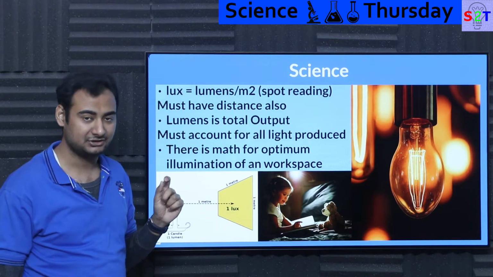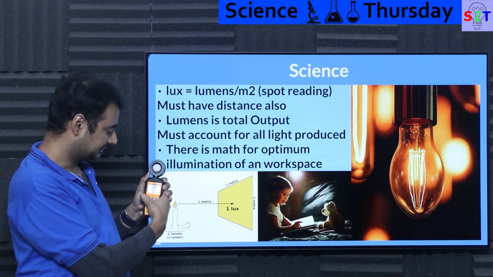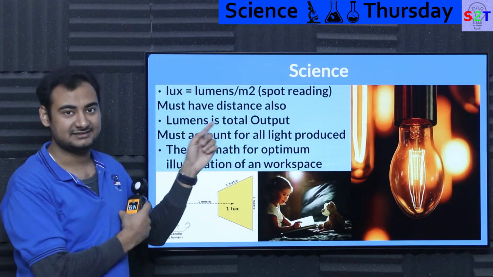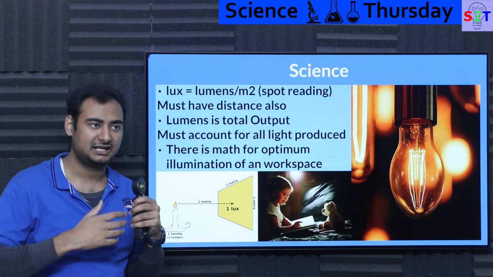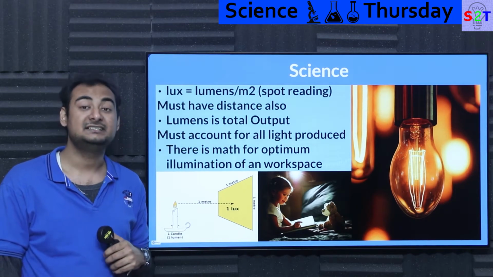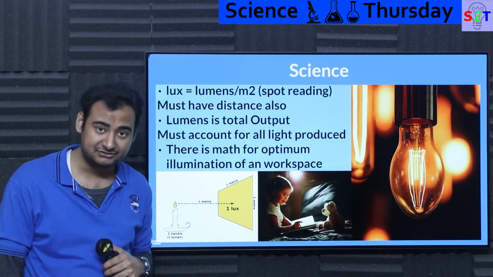It has two data points. First, the lux output, meaning if I put it here, let's say 360, and the distance. So if any manufacturer or salesperson tells you this light has 10,000 lux, that is meaningless, 100% useless. You have to know the distance.